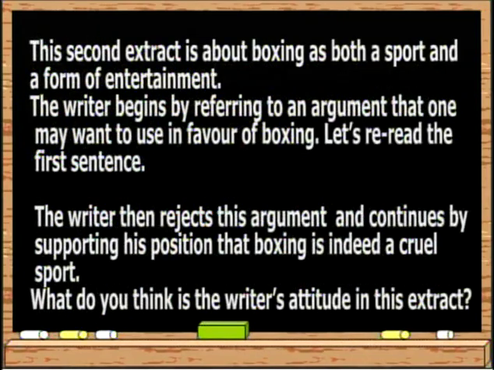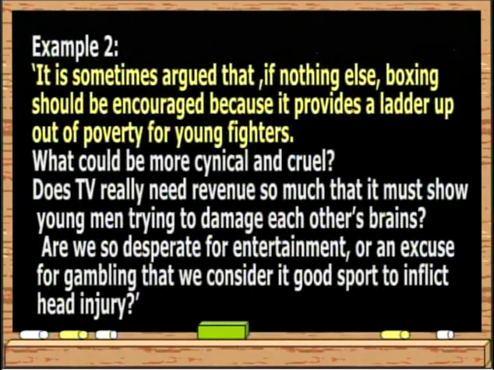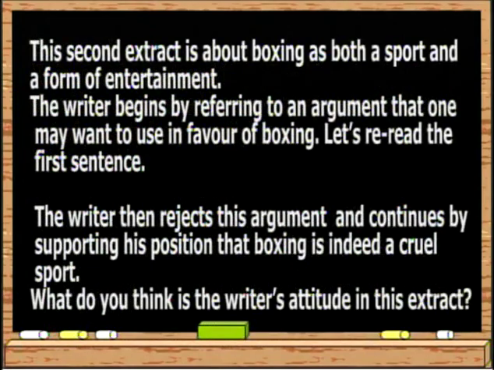This second extract is about boxing as both a sport and a form of entertainment. The writer begins by referring to an argument that one may want to use in favor of boxing. Let's reread the first sentence. The writer then rejects this argument and continues by supporting his position that boxing is indeed a cruel sport.